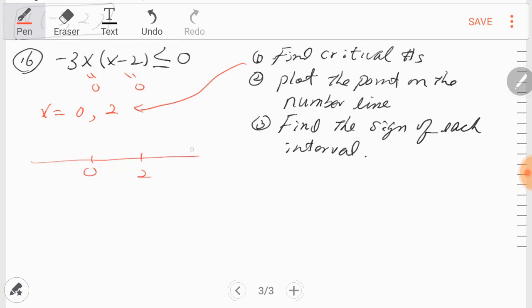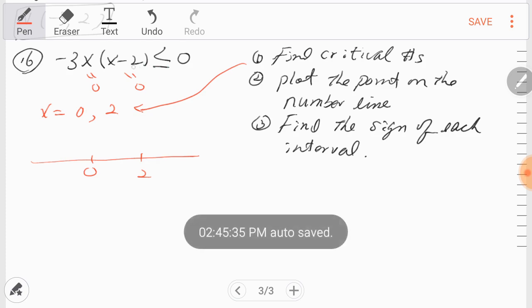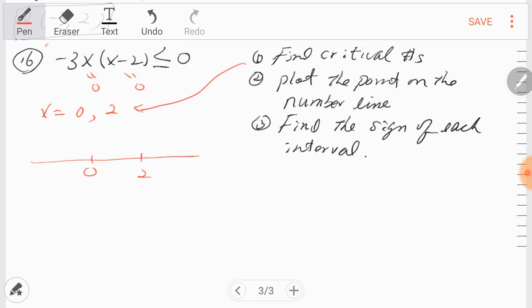So if x equals 0, then y equals 0. So let's assume that this is y. So if x equals 0, then this is 0. So we will allow 0. So this 0 is included and 2 is also included, because once this x is 0 and 2, the expression is equal to 0. And there are three intervals. So from these 3 intervals, let's find the sign of this expression.